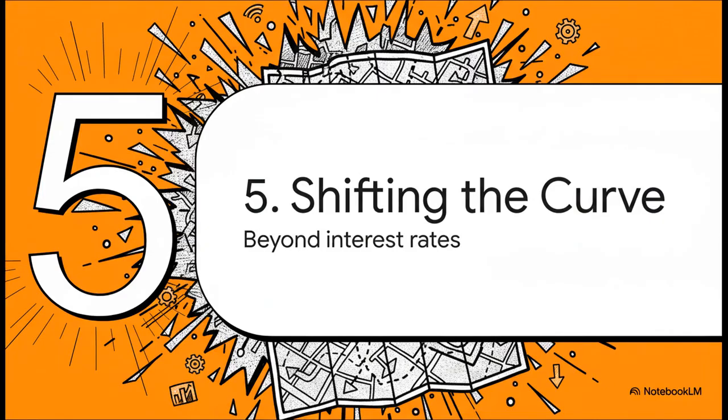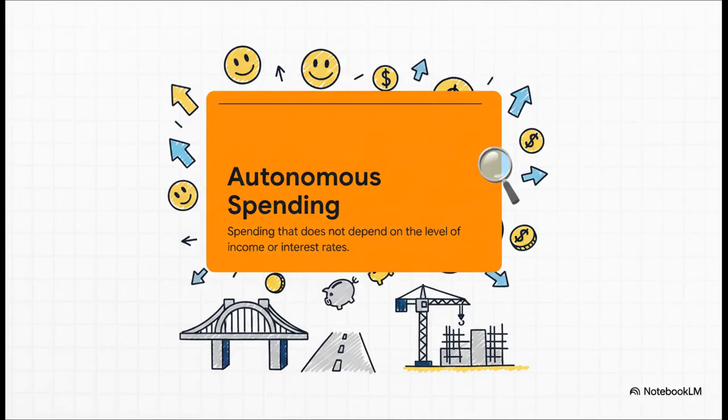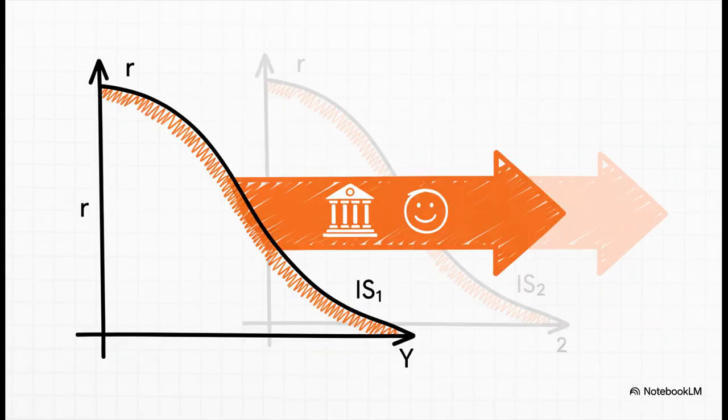But hey, interest rates aren't the only force out there. Sometimes an external shock hits the system that, well, it forces us to redraw the entire map. And this is where the idea of autonomous spending comes into play. This is spending that happens for reasons totally separate from income or interest rates. Think about a massive government project to build new roads, or just a sudden wave of consumer confidence that gets everyone out there spending more freely. When this kind of autonomous spending goes up, it doesn't just move us to a new point on the curve. No, it shifts the entire curve over to the right.